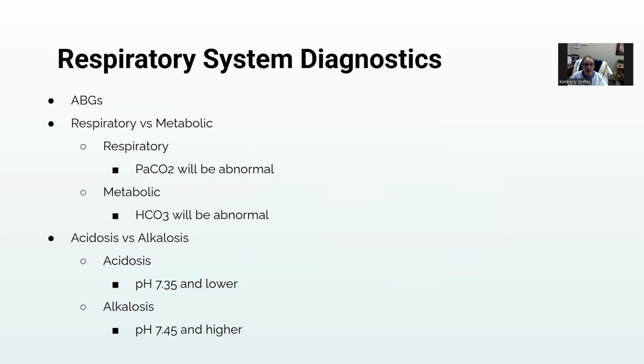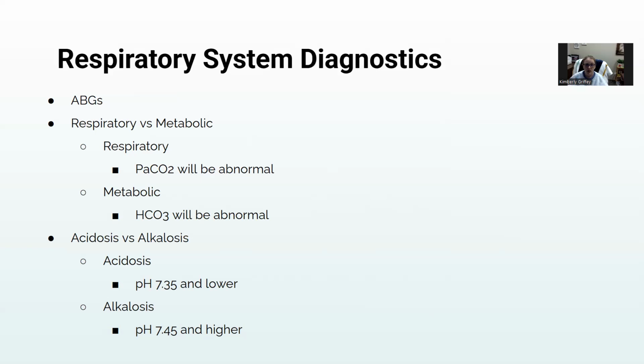With your ABGs, you can have a respiratory or metabolic disorder. In respiratory, your PaCO2 will be abnormal. And with the metabolic, your bicarb will be abnormal. So if you are looking at an ABG, if you have a respiratory disorder, your PaCO2 will be abnormal. If it's metabolic, your PaCO2 will be normal, but your bicarb will be abnormal.